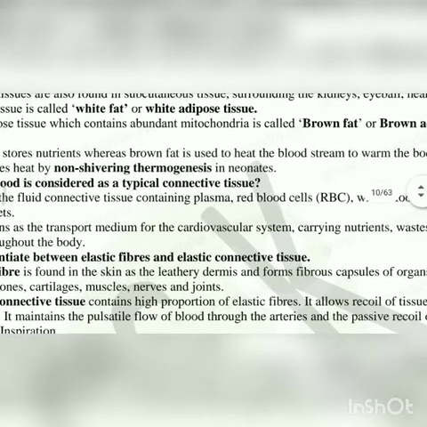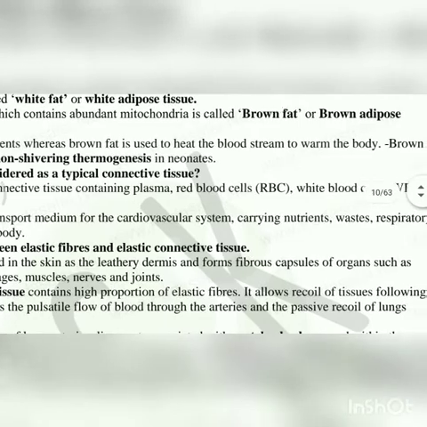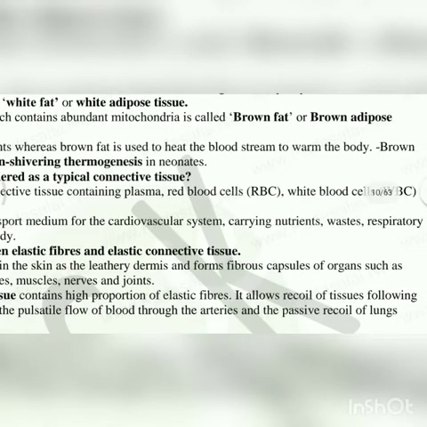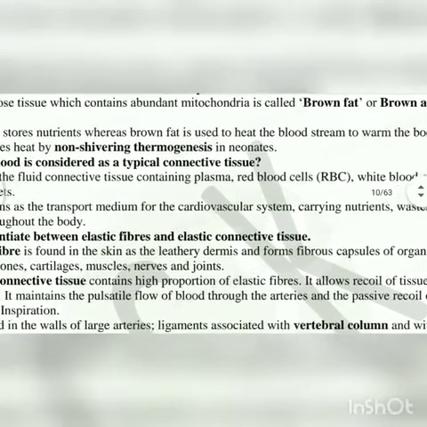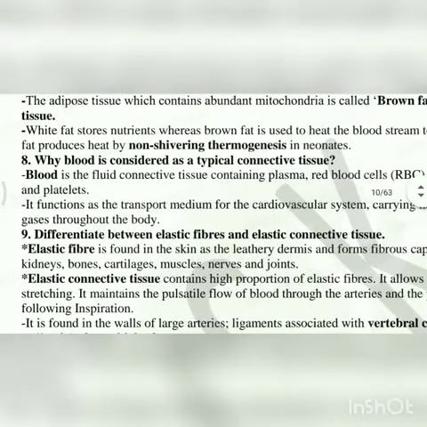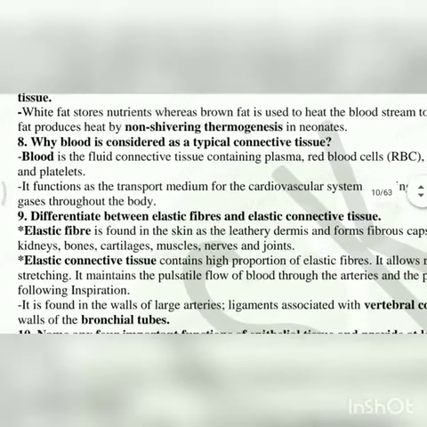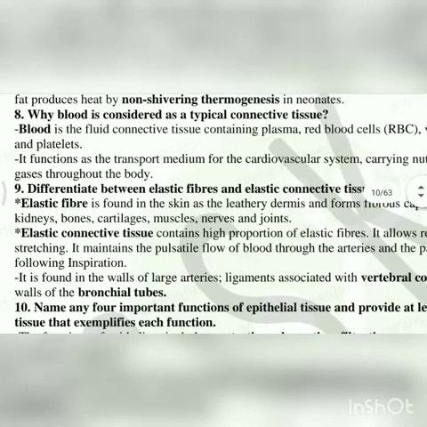Next one, why blood is considered as a typical connective tissue? Blood is a fluid connective tissue containing plasma, red blood cells, white blood cells and platelets. So its main function is to be the transport medium for the cardiovascular system and it carries nutrients, waste and respiratory gases throughout the body.